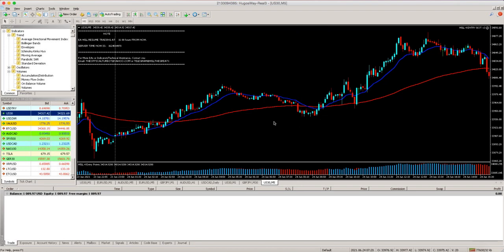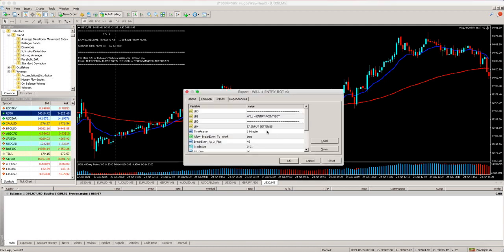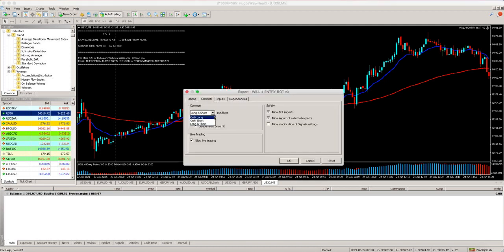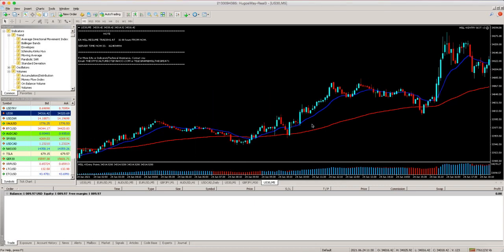So meaning you're going to go to the expert advisor, you're going to go to comment, and you're going to change this to only long, and it's only going to take long positions. Same if the 50 was above the 8, you would take only shorts. You would change this to only short. Now remember, this is for people who only want to trade with the trend. So what do I mean by that?